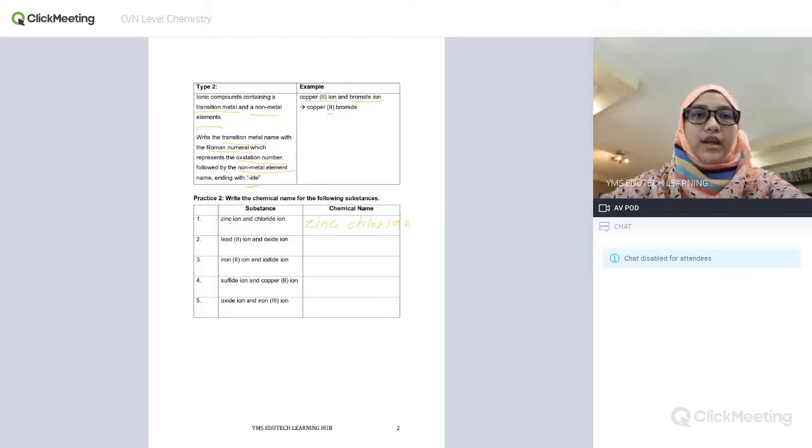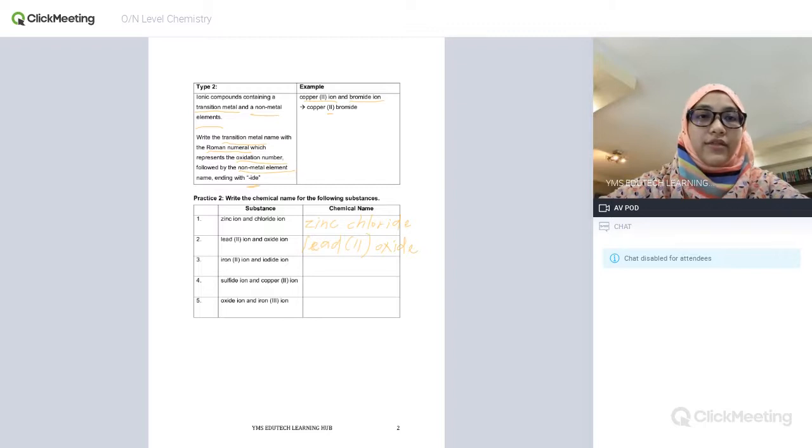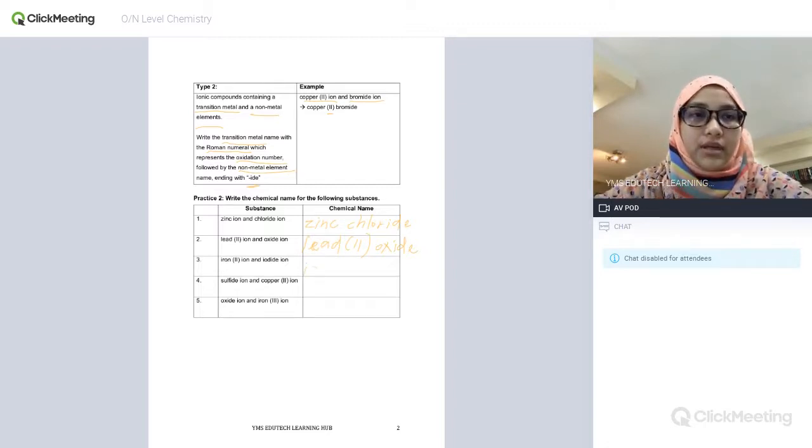Let's take a look at the second one, lead-2 ion and oxide ion. So lead-2 is the transition metal. So it will be lead-2 oxide. The third one is iron-2 ion and iodide ion. So that will be iron-2 iodide.